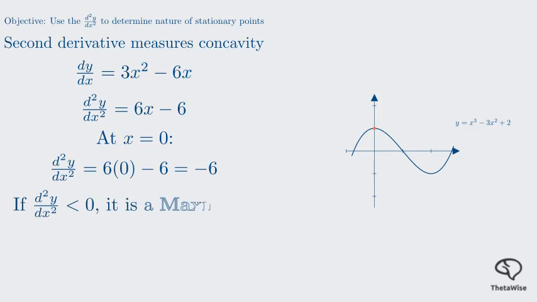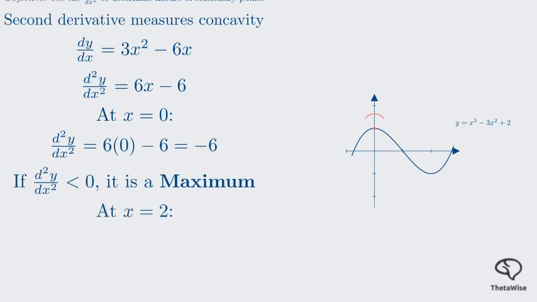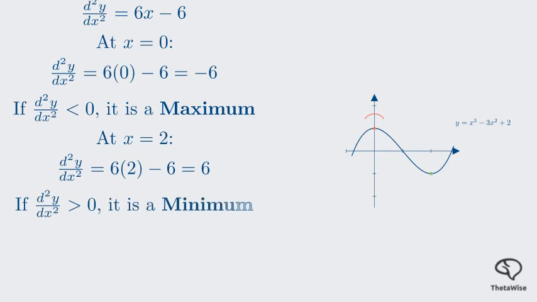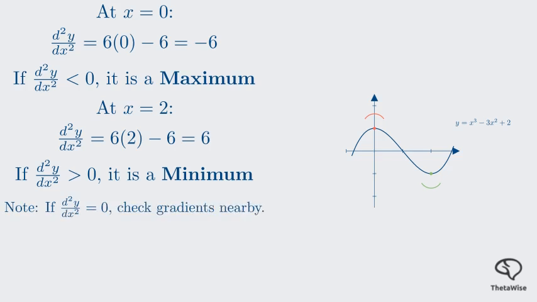If the second derivative is negative, it means the gradient is decreasing. This occurs at a maximum point. Think, negative is a frown, which looks like a maximum. At x equals 2, d2y by dx squared equals 6 times 2 minus 6, which simplifies to 6. If the second derivative is positive, it means the gradient is increasing. This occurs at a minimum point. Think, positive is a smile, which looks like a minimum. This method is much quicker than checking points on either side, provided the second derivative isn't 0 itself. If it is 0, you must revert to checking the gradients on either side.